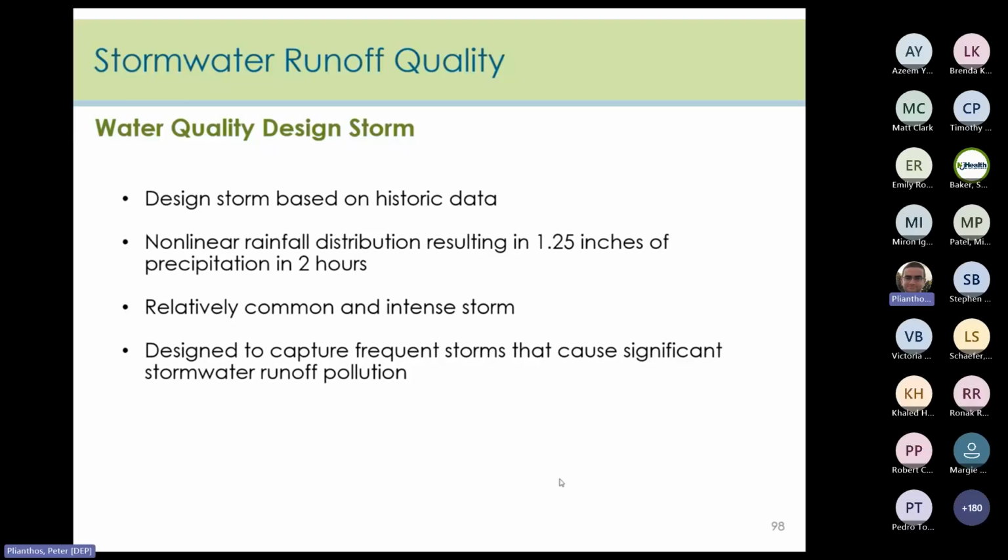Now let's talk a little bit about what the water quality design storm is. We keep mentioning it, but what is it? Well, it's a design storm based on historic data that is specific to New Jersey. It's a relatively common and intense storm that introduces TSS into our collection systems and waterways. And more specifically, it is a nonlinear rainfall distribution resulting in 1.25 inches of precipitation in 2 hours. And let's take a look at what that means exactly.